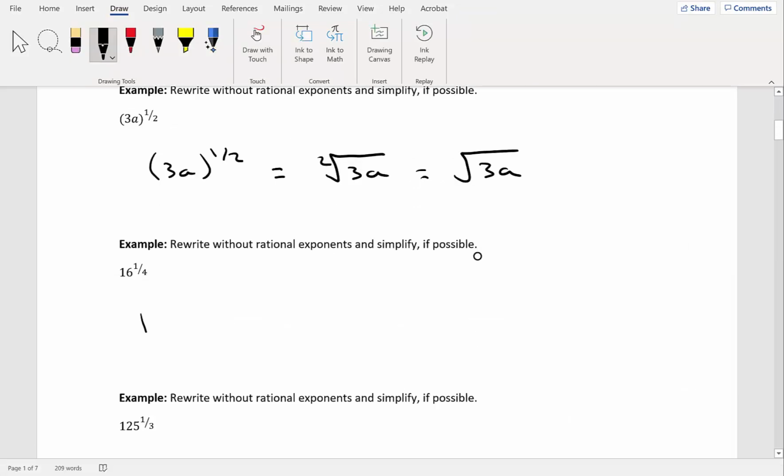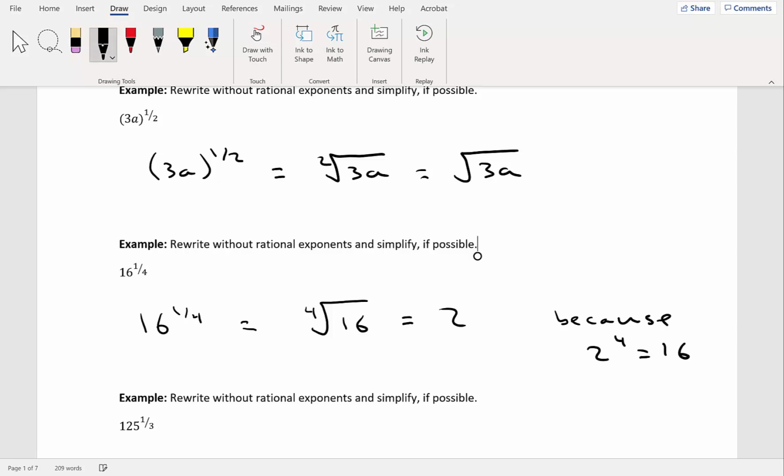Next example, so 16 raised to the 1/4 power. So our radicand is 16, and our index is 4. So what we really have is the 4th root of 16. So what we're trying to find here is a number raised to the 4th power that gives us 16, which is actually a whole number. We have 2. So this is because 2 raised to the 4th power gives us 16. So we can actually simplify the 4th root of 16.